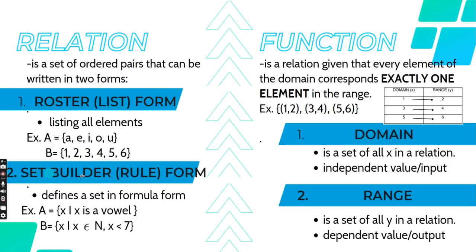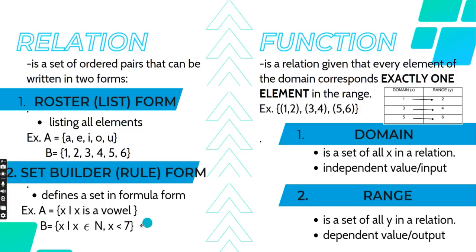Let's go first with set builder, or the rule form. It is the definition. We use the definition, or defines a set in formula form, just like set A is equal to the set of x such that x is a vowel. So we define the set A as the set of vowel. When we say roster or list form, we list all the elements. So in this case, the set A will be equal to the set of A, E, I, O, U. We list all the elements.